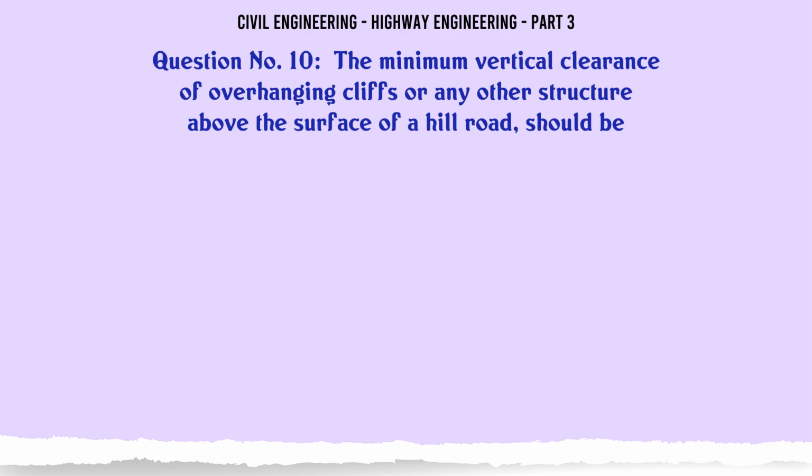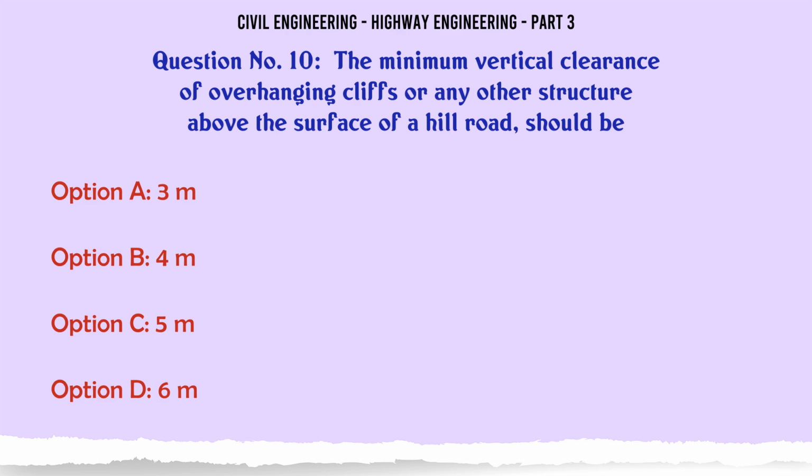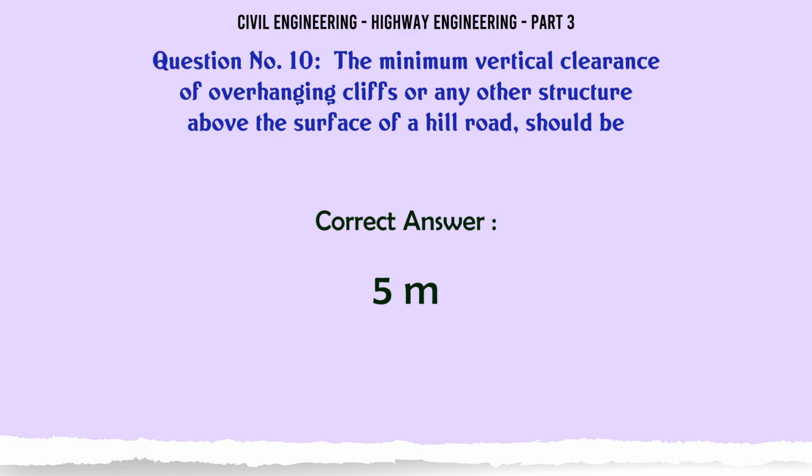The minimum vertical clearance of overhanging cliffs or any other structure above the surface of a hill road should be A. 3 m. B. 4 m. C. 5 m. D. 6 m. The correct answer is 5 m.